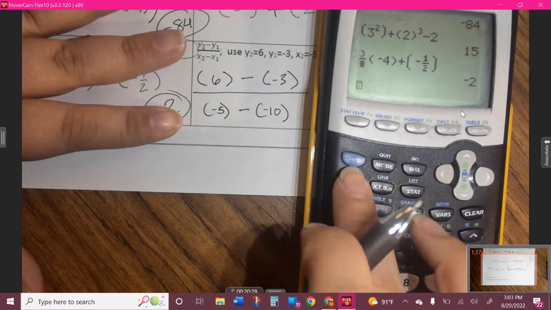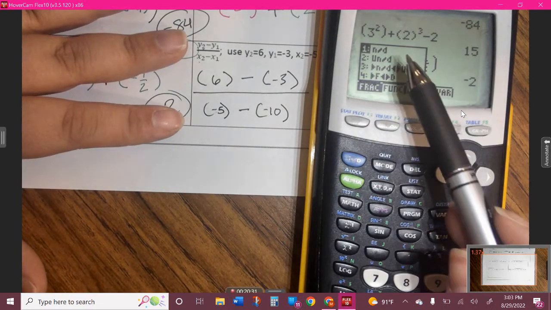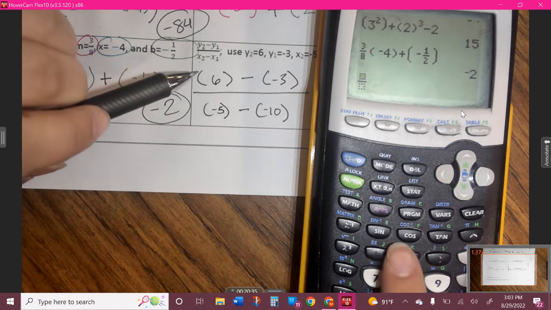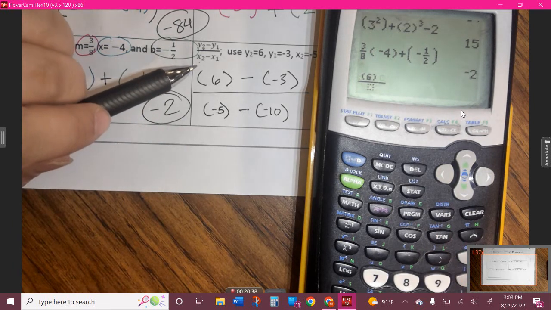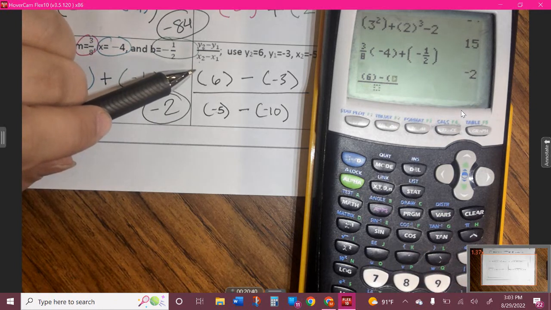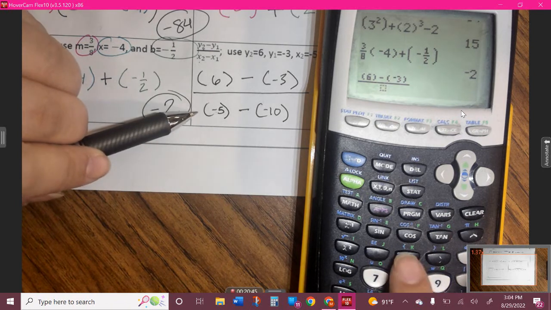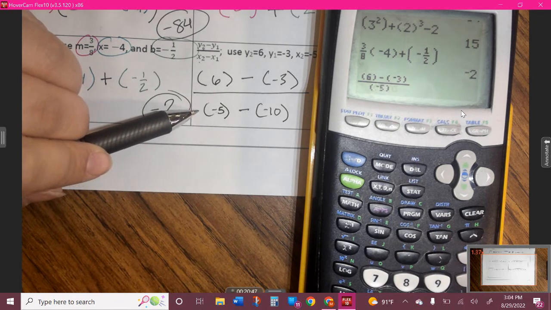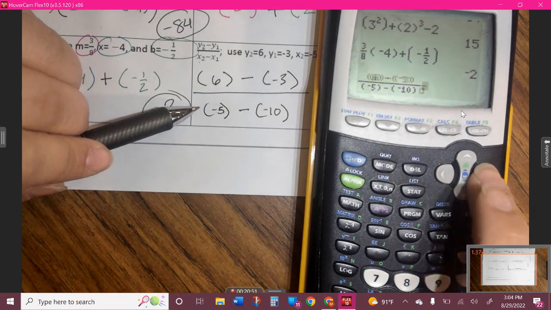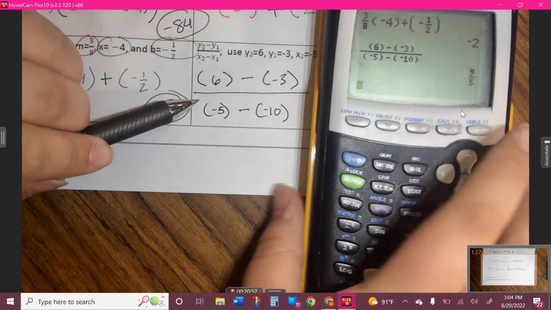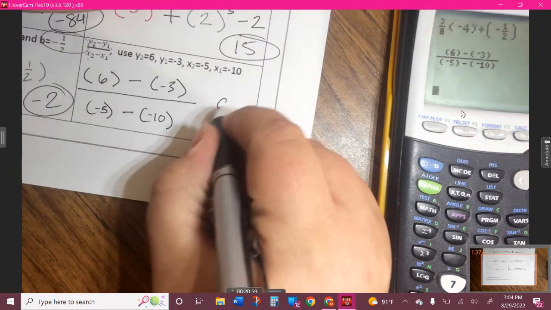We'll start by clicking alpha y equals and select a normal fraction. This is going to get really lengthy really fast. So we have 6 in parentheses minus, open parentheses again, and negative 3. And now we can go down to the denominator where we've got negative 5 in parentheses minus negative 10 in parentheses. Now we're out of the fraction and we can hit enter. And we've got 9/5.